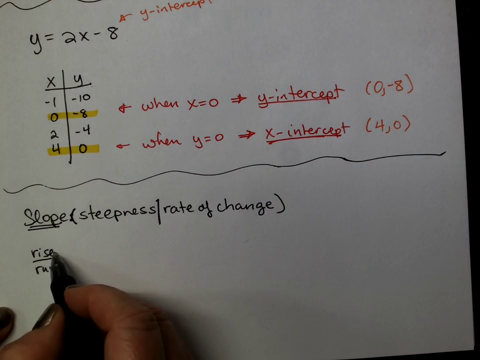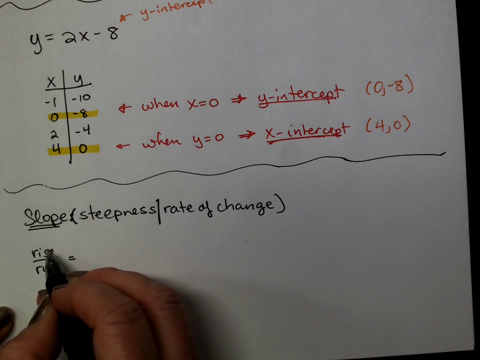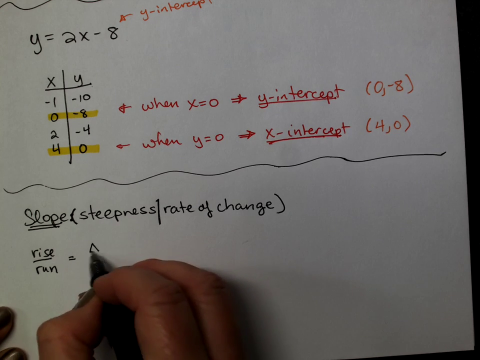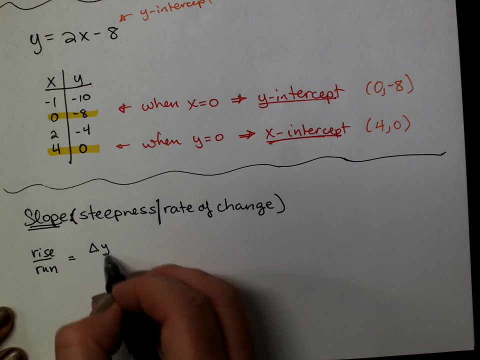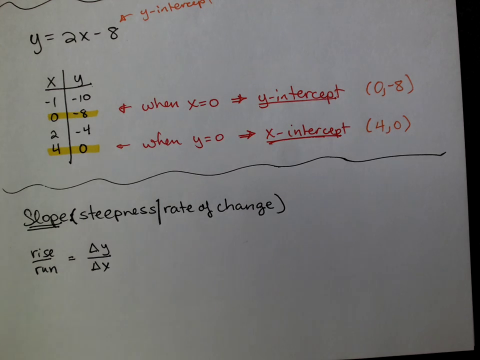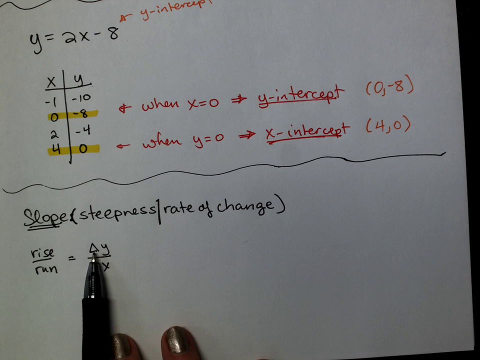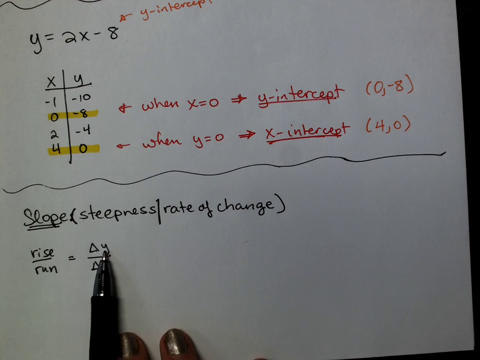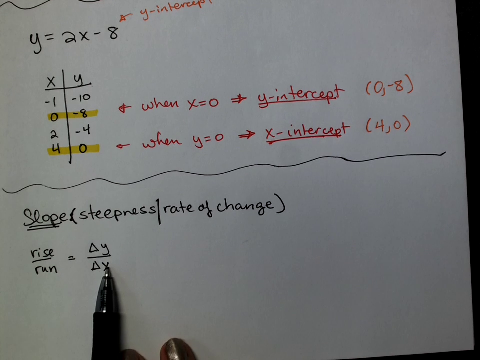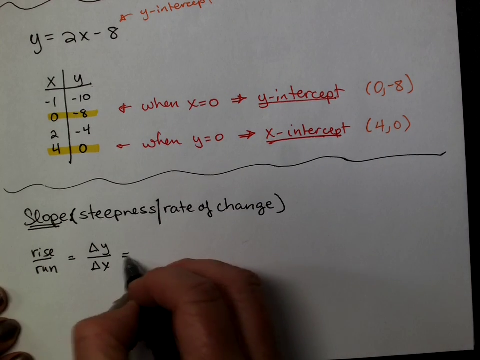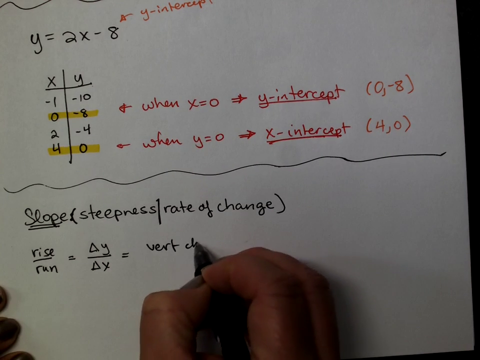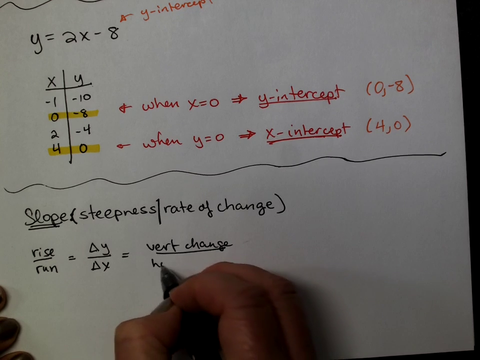And the rise, the vertical change, is always first on top and the horizontal change on the bottom. We can write that algebraically like this. Delta y over delta x. Delta, that's just a Greek letter delta, and mathematically it means change. And change means subtraction, difference. Okay? So you pick 2 points, and the difference between the two y values goes on top, and the difference between the x values of those 2 points goes on the bottom. It just means subtract. Okay? Written out, what that means is vertical change, always on top, over horizontal change.